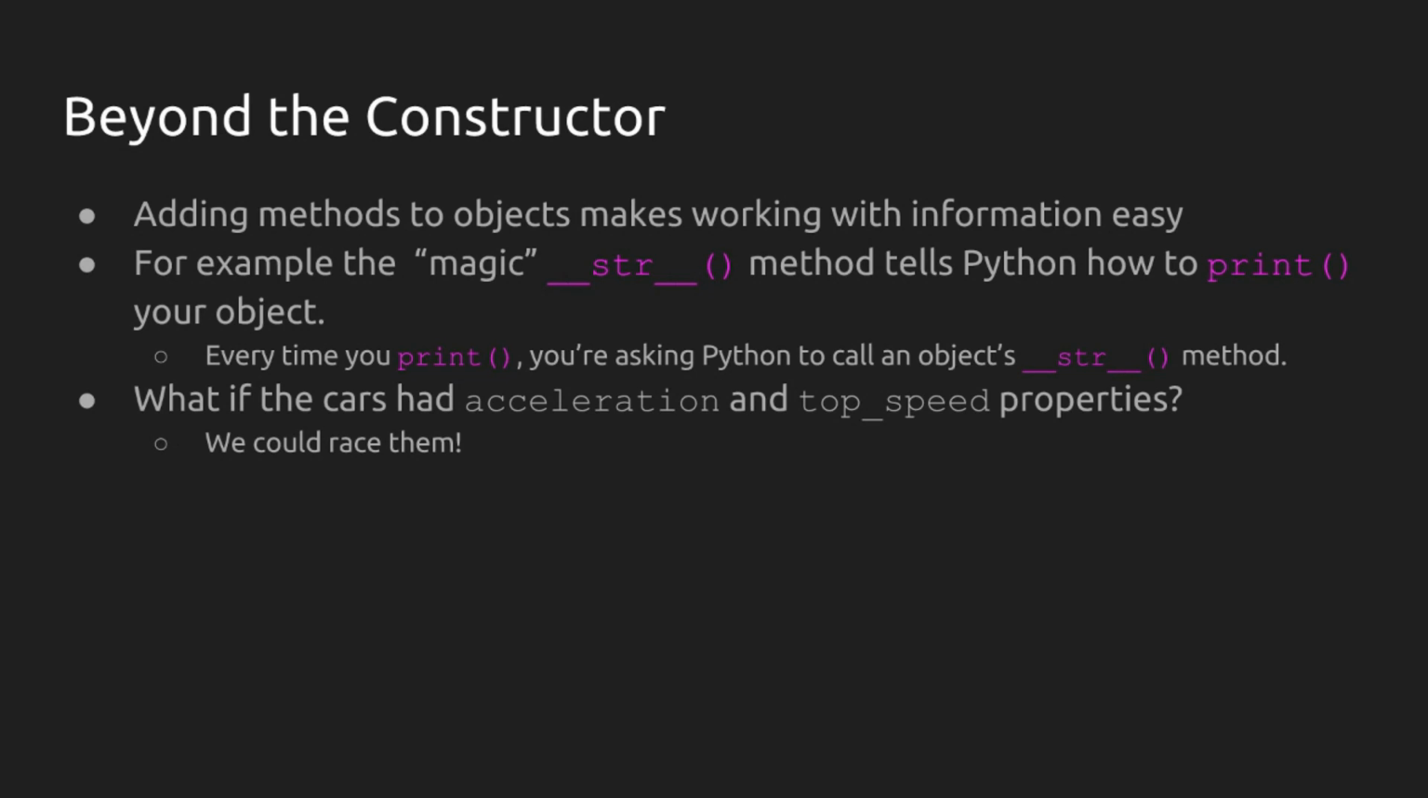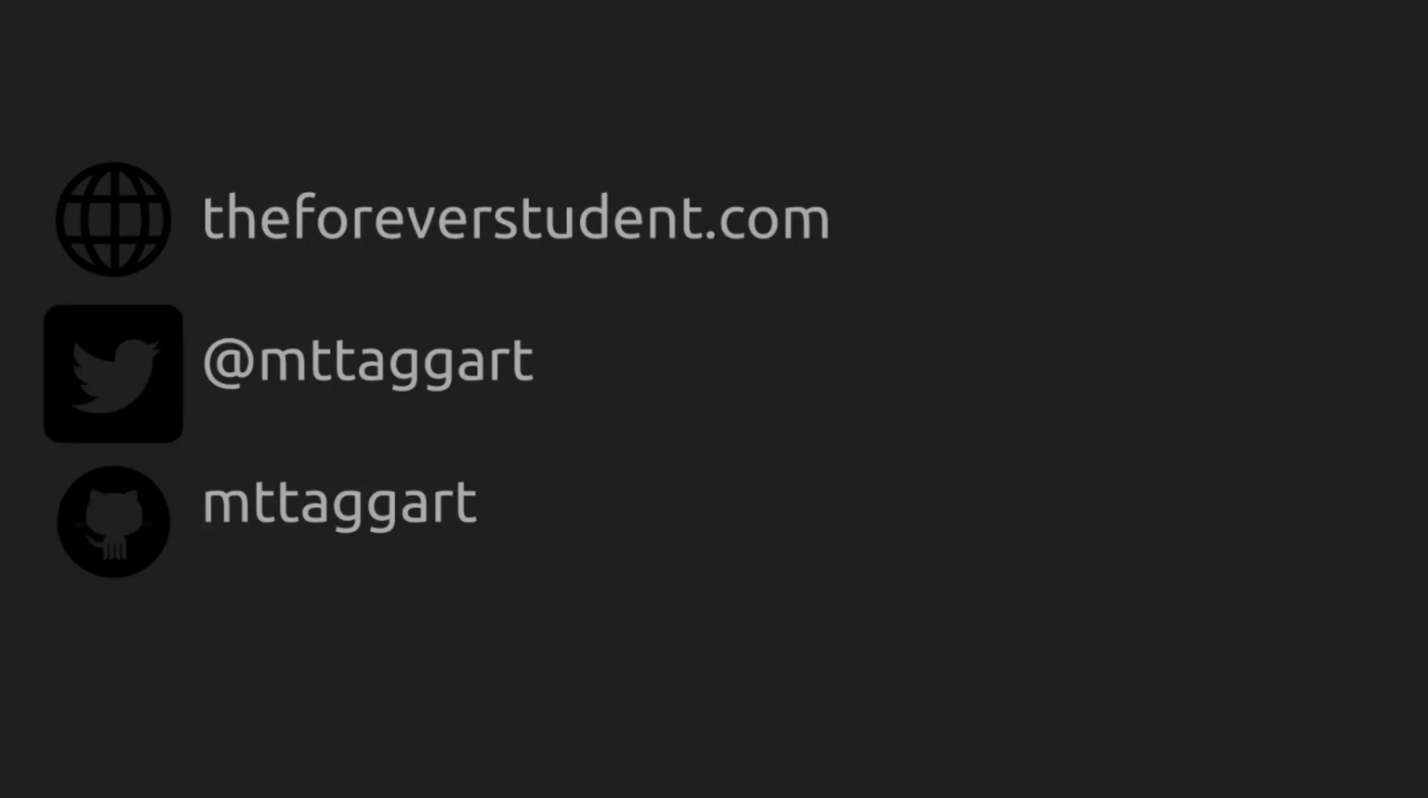Now, these are basic, but what if the cars had acceleration and top speed properties? What if we had methods about accelerate, decelerate, things like that? The more we add to the cars, the more realistic we make this data model, the more things we could do with them. And without too much work, we could actually create a simulated race of two different cars. Since we can make more than one instance of a car class, we can create a race. And in the next video, we're going to do exactly that.